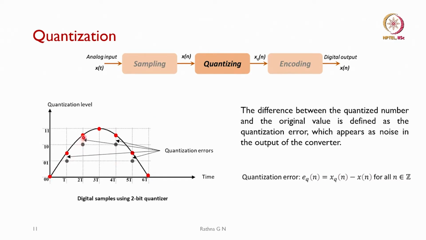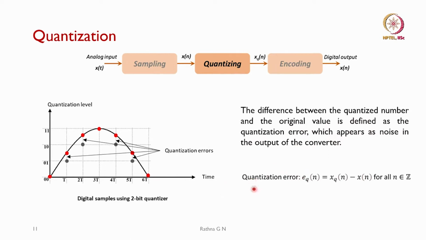I have to map them to the nearest numbers that I can represent with the number of bits. As we can see in one example, this number, which is between 10 and 11, I will be representing as 10. We call all these errors quantization errors, that is, the difference between the quantized number and the original value is defined as the quantization error, which appears as noise in the output of the converter.